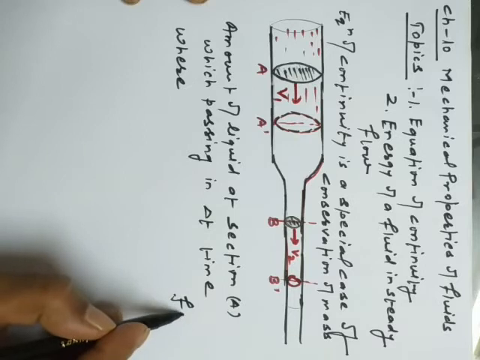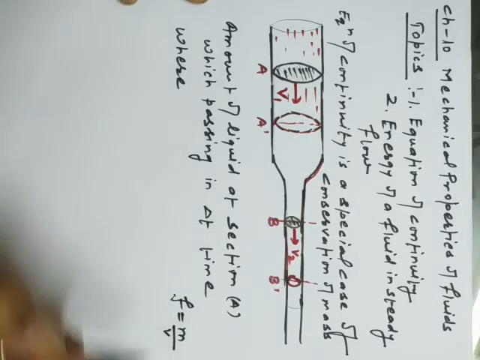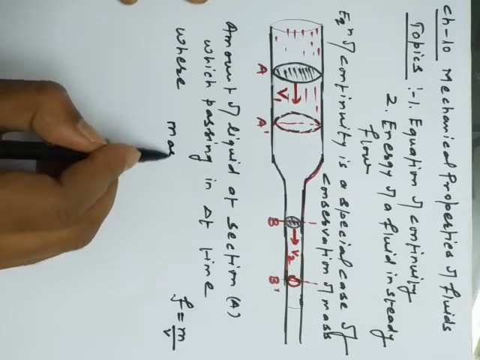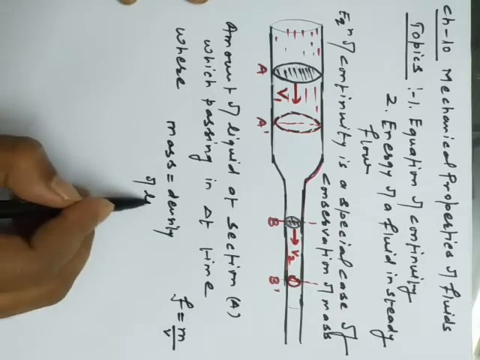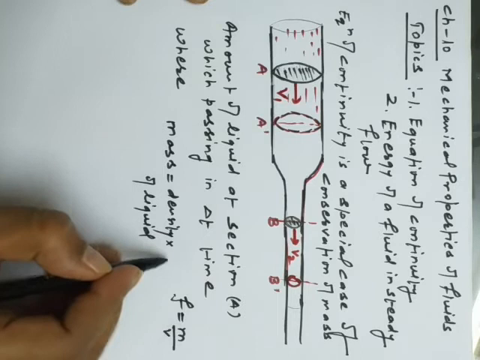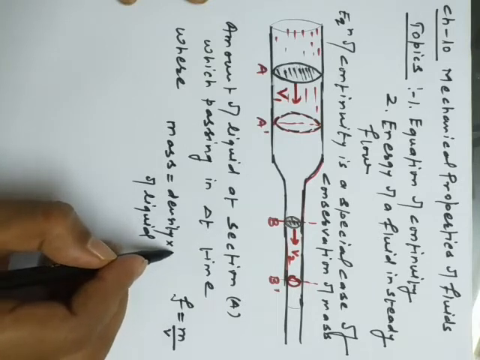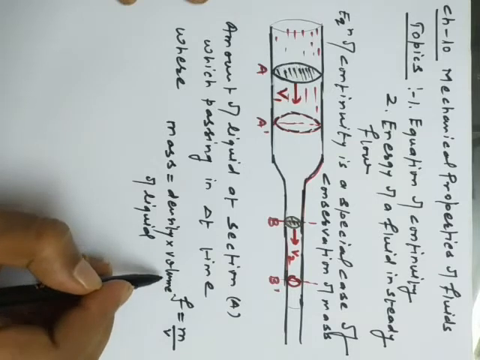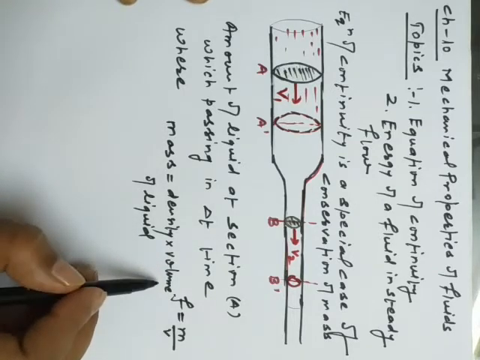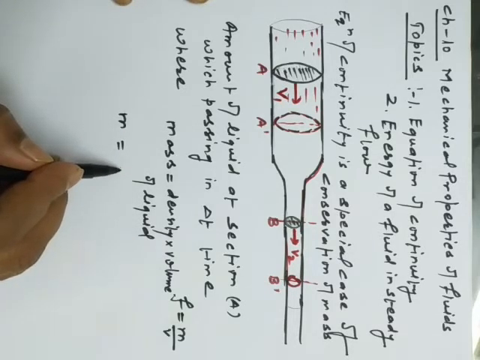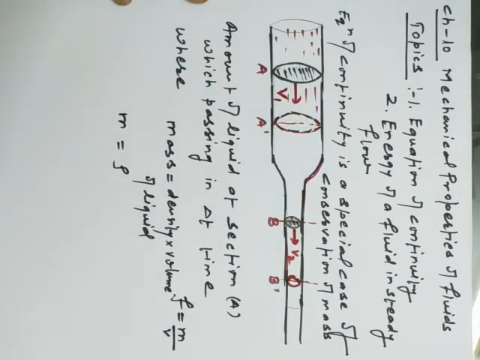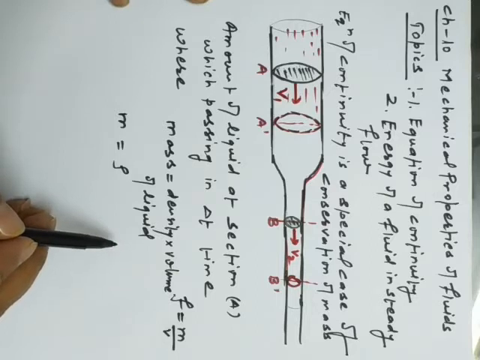So I have rho is equal to mass upon volume, so mass is equal to the density of the liquid into the volume of the liquid. This is the basic formula to convert the mass in terms of density, the area of the opening, and the velocity.